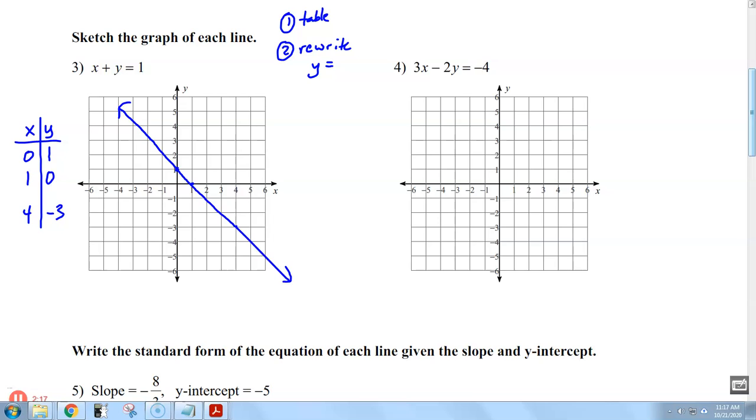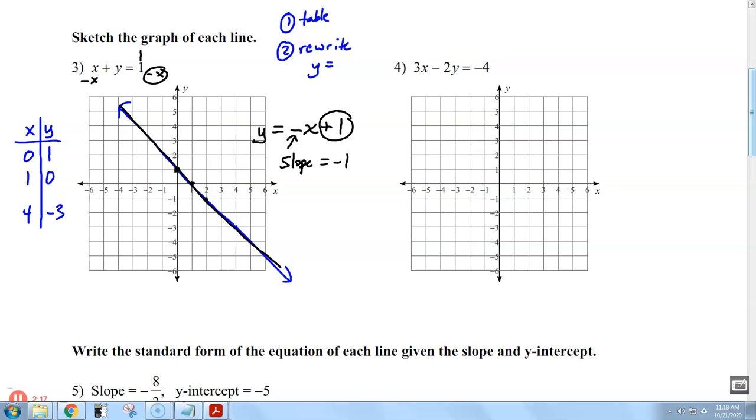If you want to rearrange it, you could minus x from both sides, and you'll have y equals, I like to put the negative x in the front because that's where it usually goes, and I'll just leave the 1 right here at the back. And now I can see that it has a y-intercept of 1. It has a slope of negative 1 because of that. So it's going down 1, right 1, down 1, right 1. And you'll get the exact same line either way.